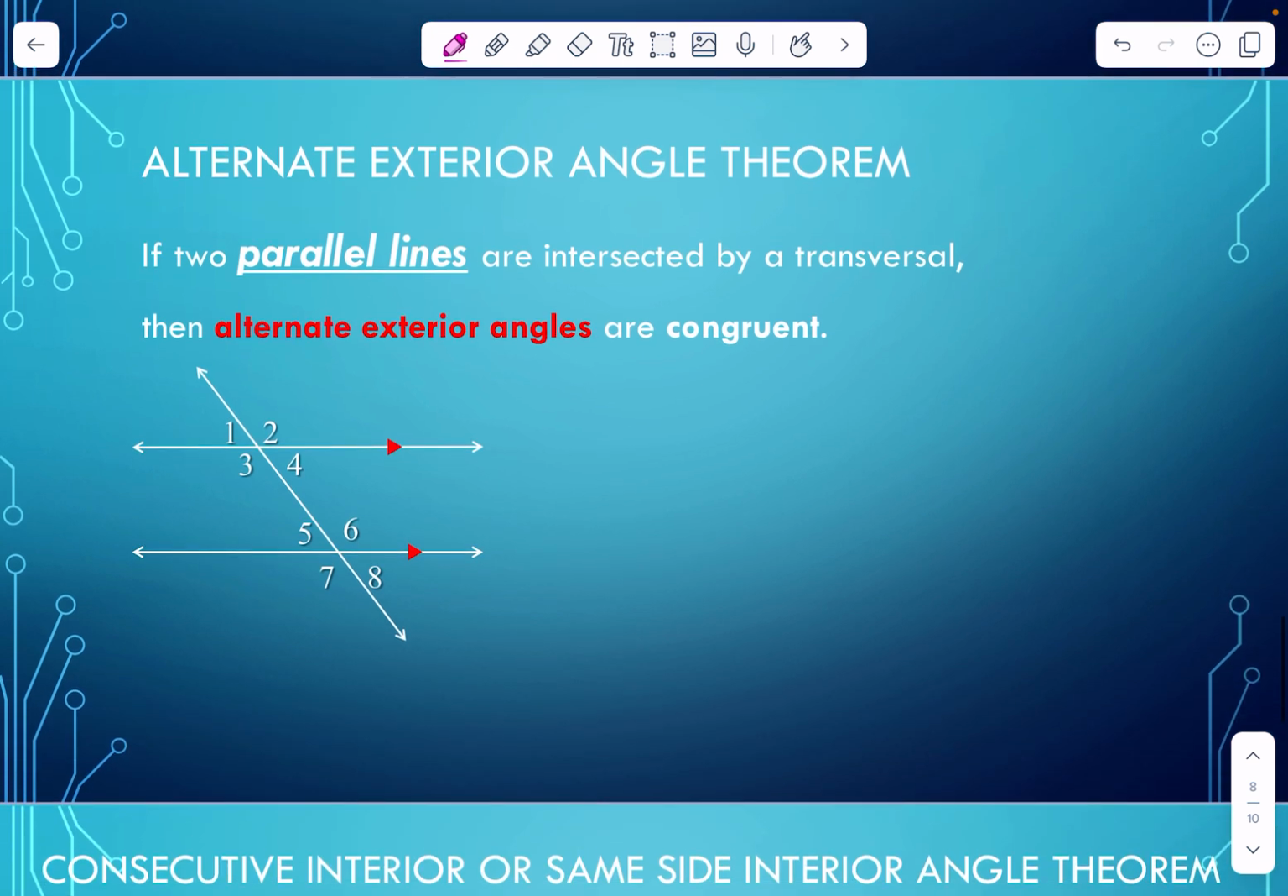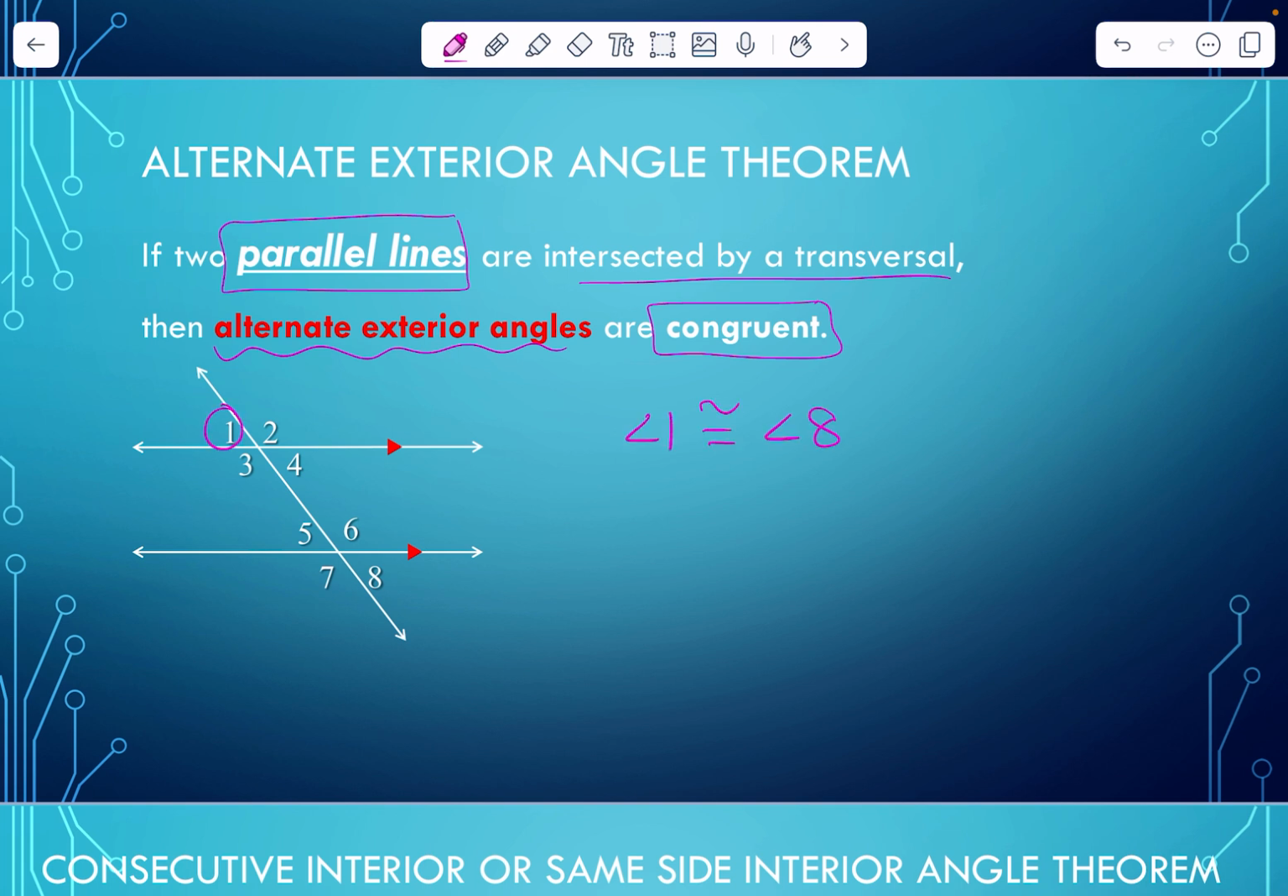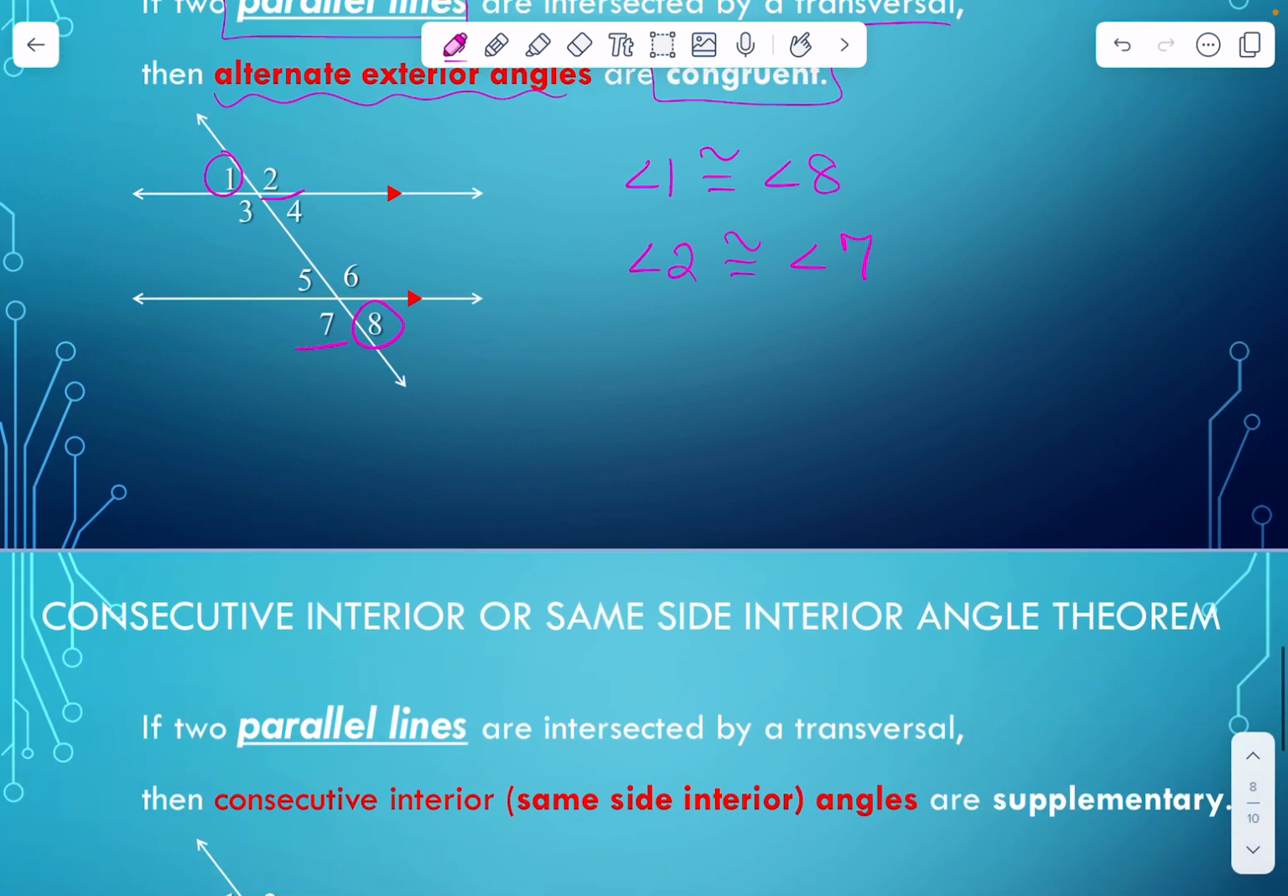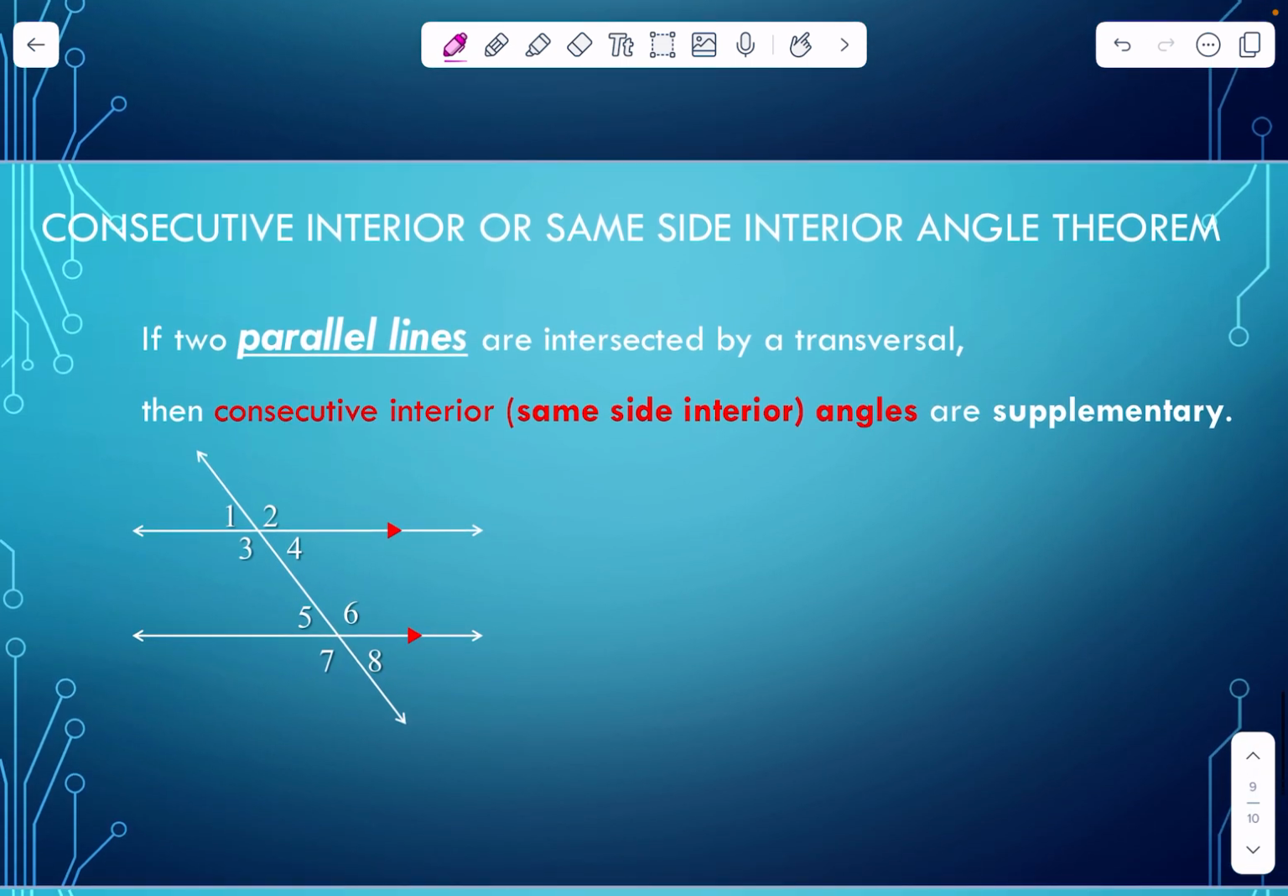Alternate exterior angles, again, parallel lines cut by a transversal, then your alternate exterior angles are going to be congruent. Remember, alternate across the transversal on the outside of the intersection. So angle 1 is going to be congruent to angle 8. And also you have angle 2 is congruent to angle 7. Alternate exterior angles. Okay?